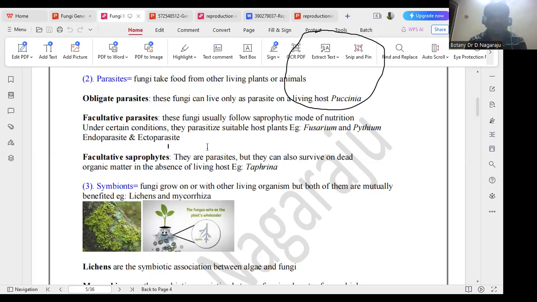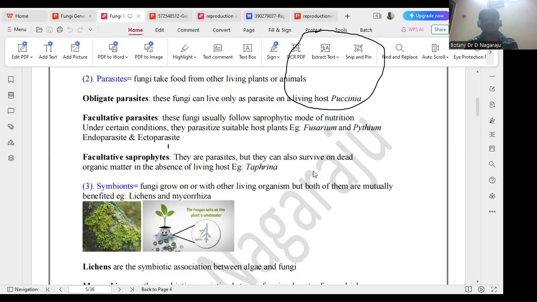Okay, and then facultative saprophytes. Actually, it is a parasite, but it can also survive as a saprophyte if there is no host. If the host is not present, that means it is a parasite that can also survive as a saprophyte. That we call facultative saprophytes. Example is Taphrina.